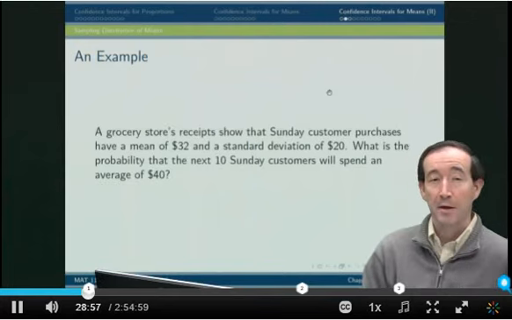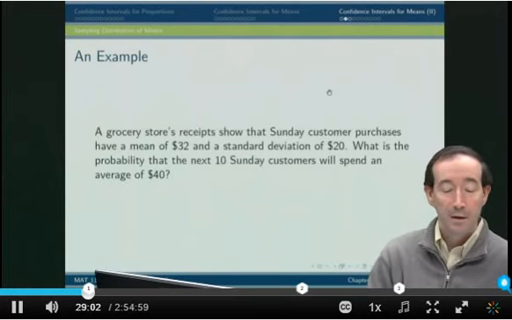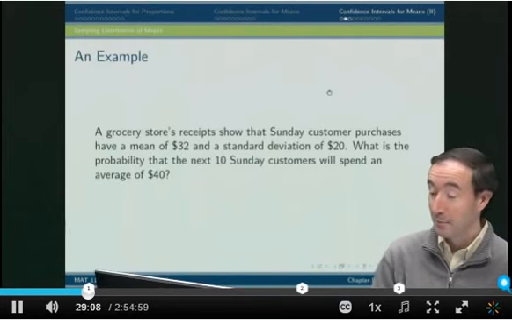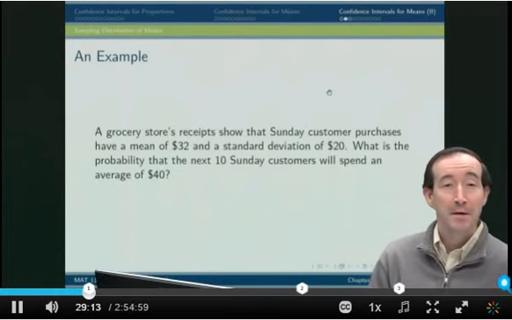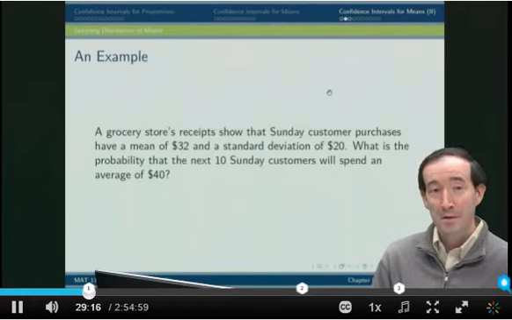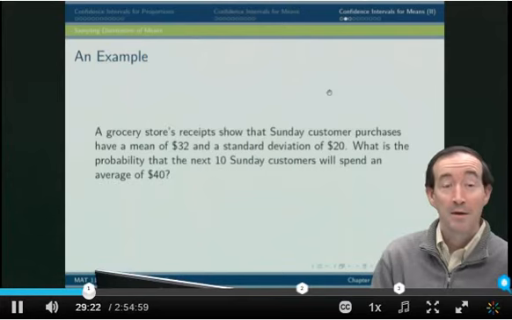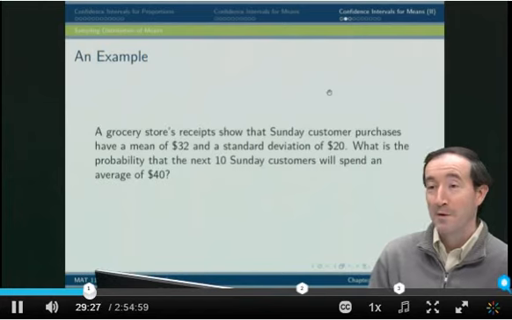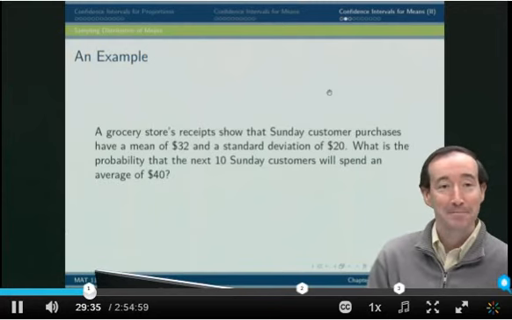What about the other conditions to check here? I'm looking at a mean, so I need, first of all, boy, I am having a rough day here. I need no more than 10% of the population. So what is this? 10 customers. I want 10 customers to be no more than 10% of the population I'm trying to estimate, which I guess is Sunday customers at this grocery store. Well, hopefully we have more than 100 customers. If we don't, we're probably not doing a lot of business. We probably won't be in business for very long. So I'm going to assume that that's probably no more than 10%.